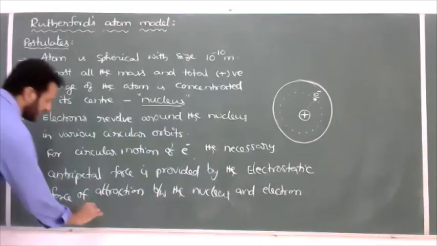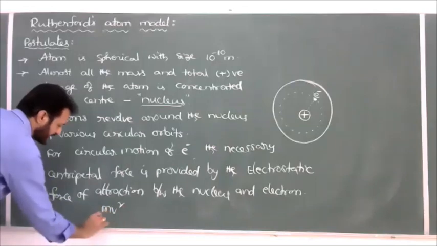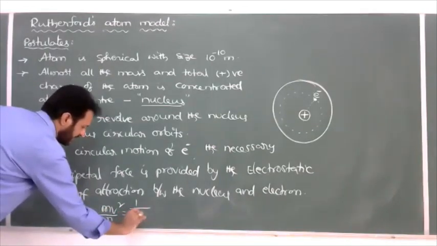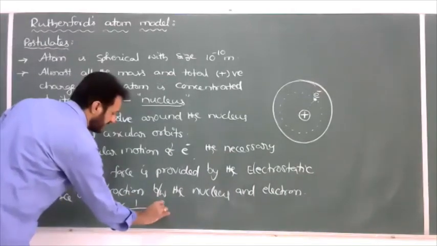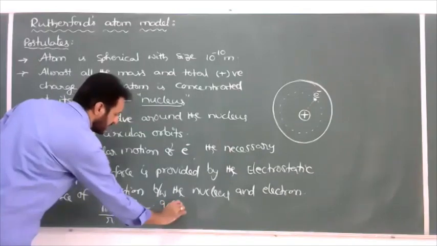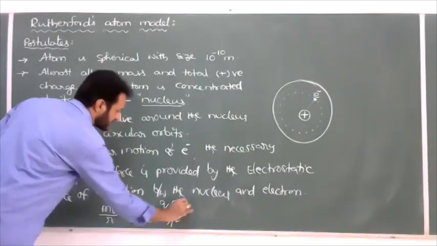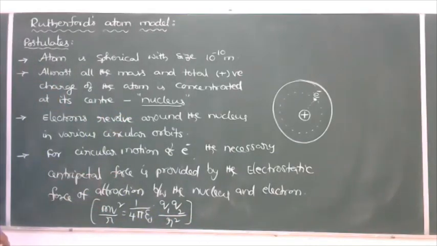So we can also write here: electrostatic centripetal force is equal to the formula mv square by r, but electrostatic force is equal to the formula 1 by 4 pi epsilon naught into charge of the electron, q1, charge of the nucleus, q2, by distance square, r square. So we can use this general formula also, q1 q2 by r square.